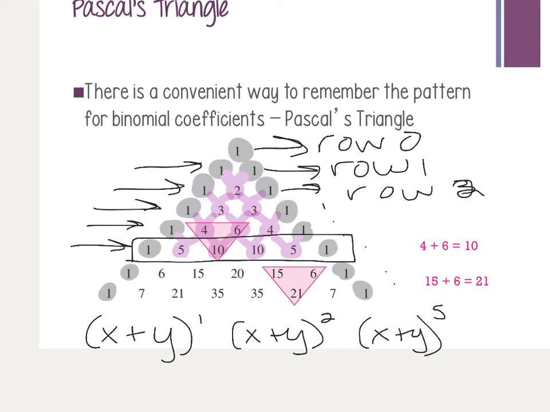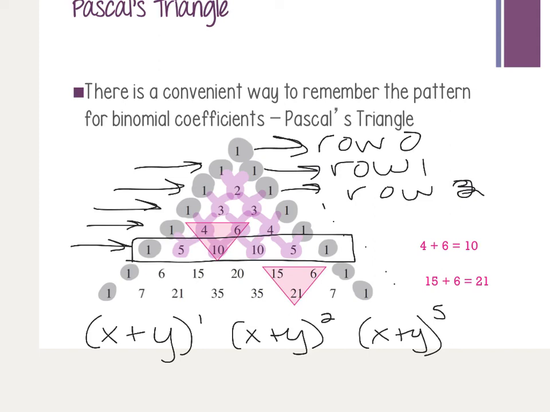When you go to expand it, you will run out of terms if you pick the wrong one, or you'll have too many terms. So if it's raised to the 5th power, that means there are 6 terms. Figure out which row has 6 terms in it, and that's the row you're using. Does that make sense?